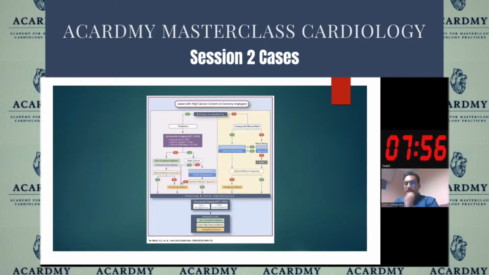If we have lesions with high calcium content on coronary angiograms and they are balloon uncrossable, as was the case in our patient, we can try crossing with the microcatheter. If it crosses, then we have an option of changing the wire to rotational atherectomy or orbital atherectomy. If even the microcatheter didn't cross, then we can try direct wiring with a Rota or a Viper wire. And if that fails, we can go ahead with the laser. After atherectomy ablative techniques, we can see if there is optimal balloon expansion. If so, we can directly go for stenting. If there is still not optimal balloon expansion, we can try lithoplasty or lithotripsy balloons.